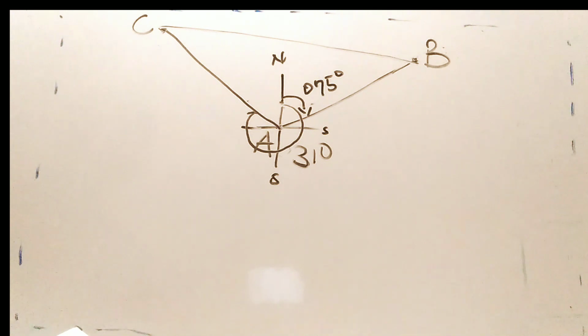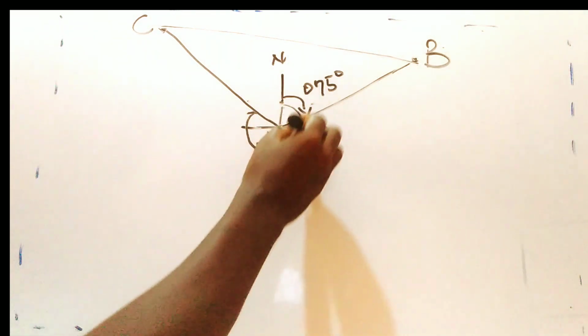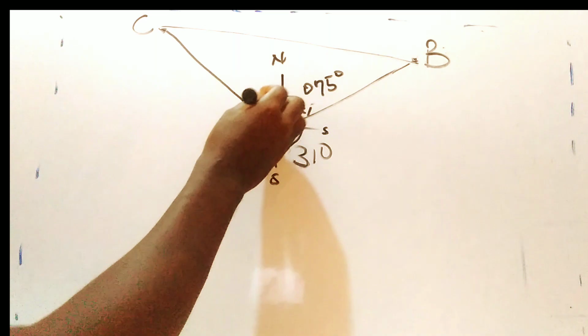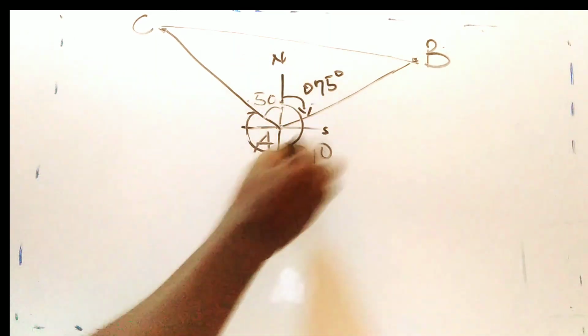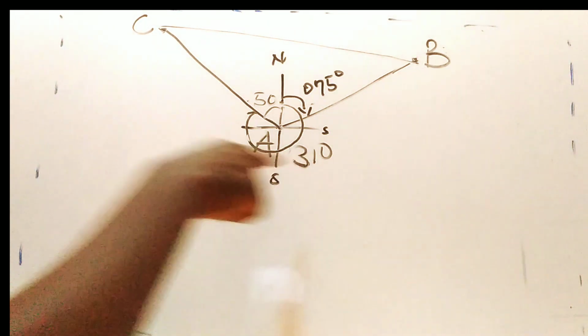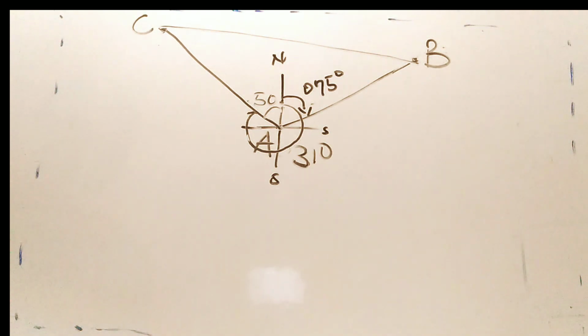So the next thing we're going to do now is to put all the angles, okay? Now let's look at this. If this whole place is 310, it therefore means that this tiny angle here will be 50 degrees because the total angle on the point is 360. So if we take away 310, what is left is 50.